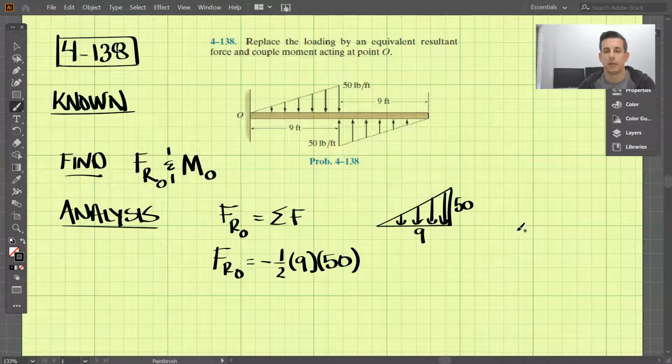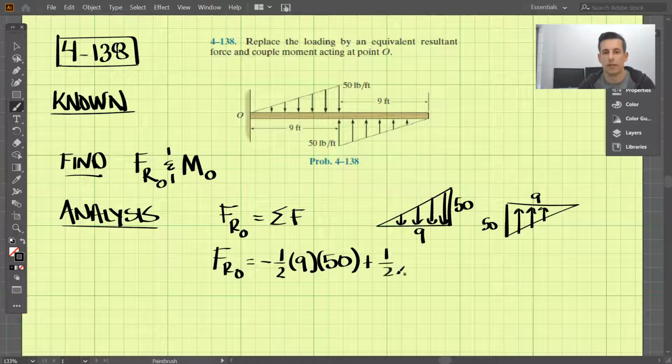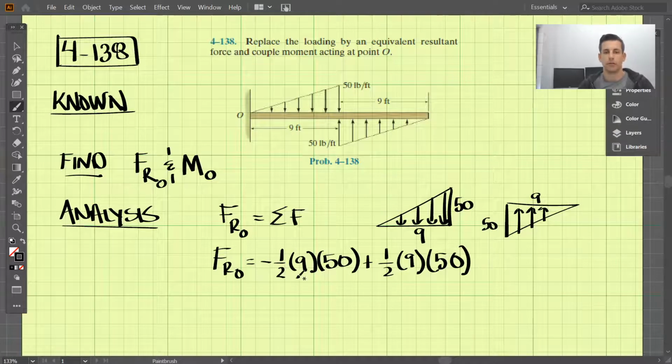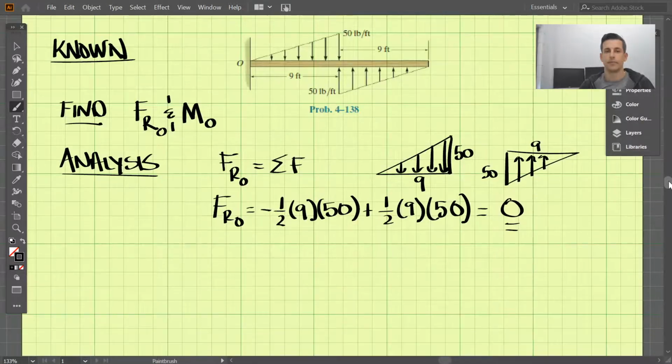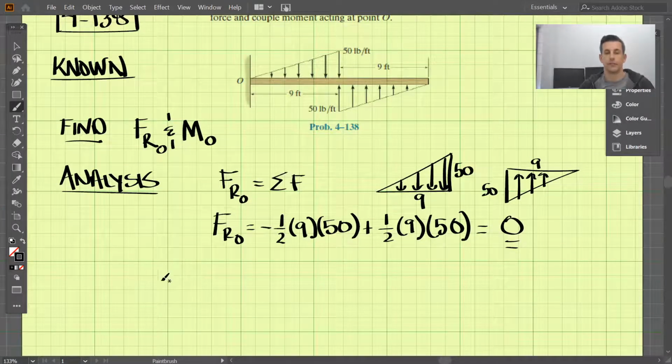All right. Now let's do the other triangle. And this side is 50, and this side is also 9. And that's going to be upwards, so that's going to be positive. So we would have 1/2 times 9 times 50 again. All right, so adding these two together, we see that the forces cancel out, and the resultant force at O should be 0. Okay. All right, moving on to finding the resultant moment.